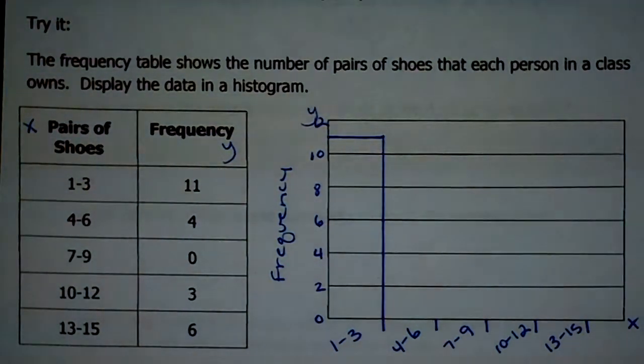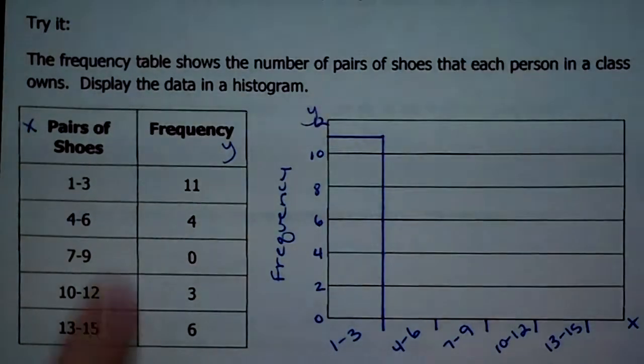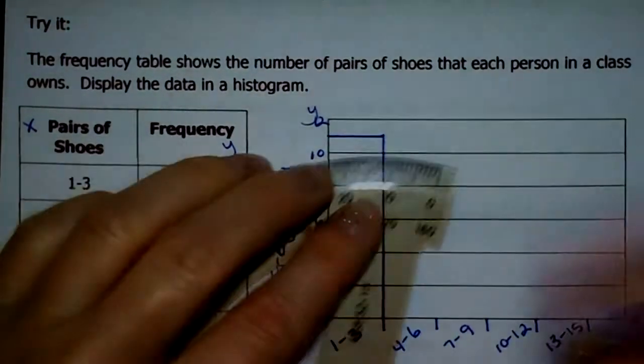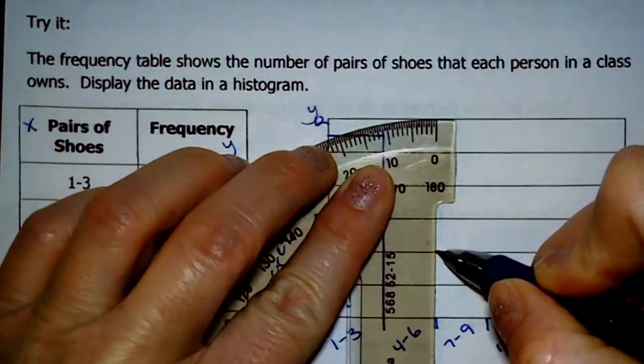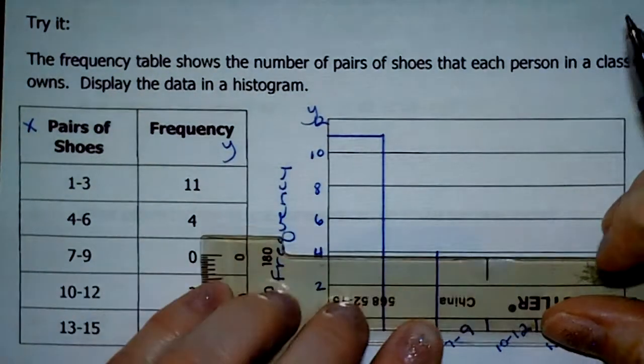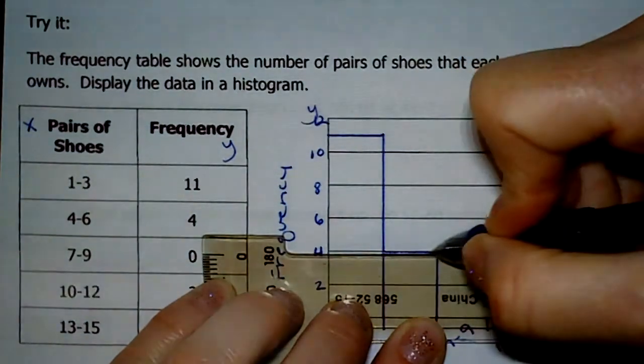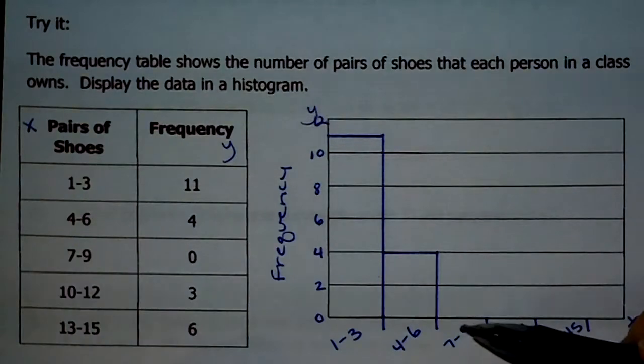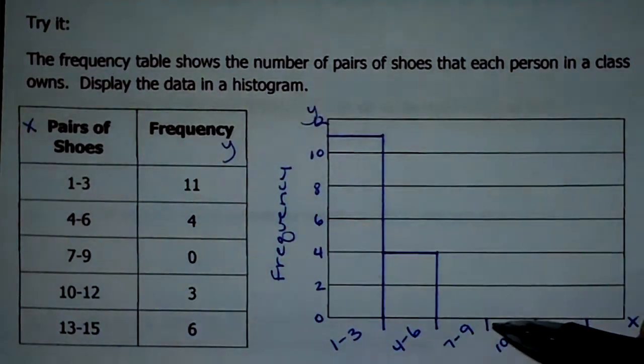All right. Now, 4 to 6, it looks like we have a frequency of 4. So I have to go up to 4. So again, I'm going to get my ruler. And this one ends right on the line. Okay. And then 7 to 9, I have 0. I'm not going to write anything. It's 0, so there's no bar there.